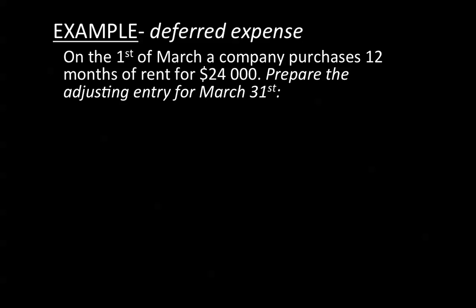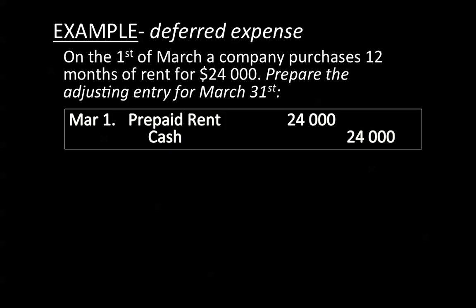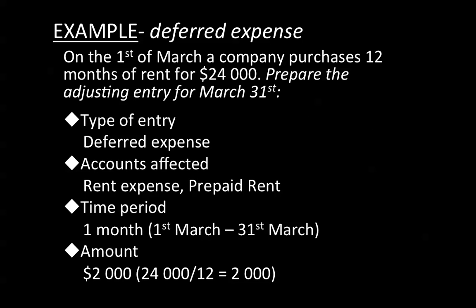So we'll have a look at the initial entry. For the 1st of March, they've debited prepaid rent $24,000 and credited cash for $24,000. So we'll go back and look at the 4 things you need to consider before you start your entry. Firstly, we've got the type of entry. This one's a deferred expense. The two accounts affected are the rent expense and the prepaid rent. The time period is 1 month and the amount is $2,000.